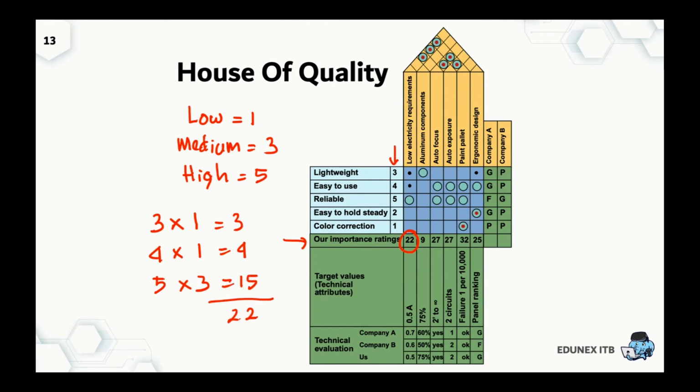So this means when we have all the importance rating for all of these features, we know and we understand that the most important feature that we have to make, number one, is the paint palette, and after that we have to make the autofocus and then auto exposure. The aluminum component is not so important, so we can simply neglect it, for example, in this case.